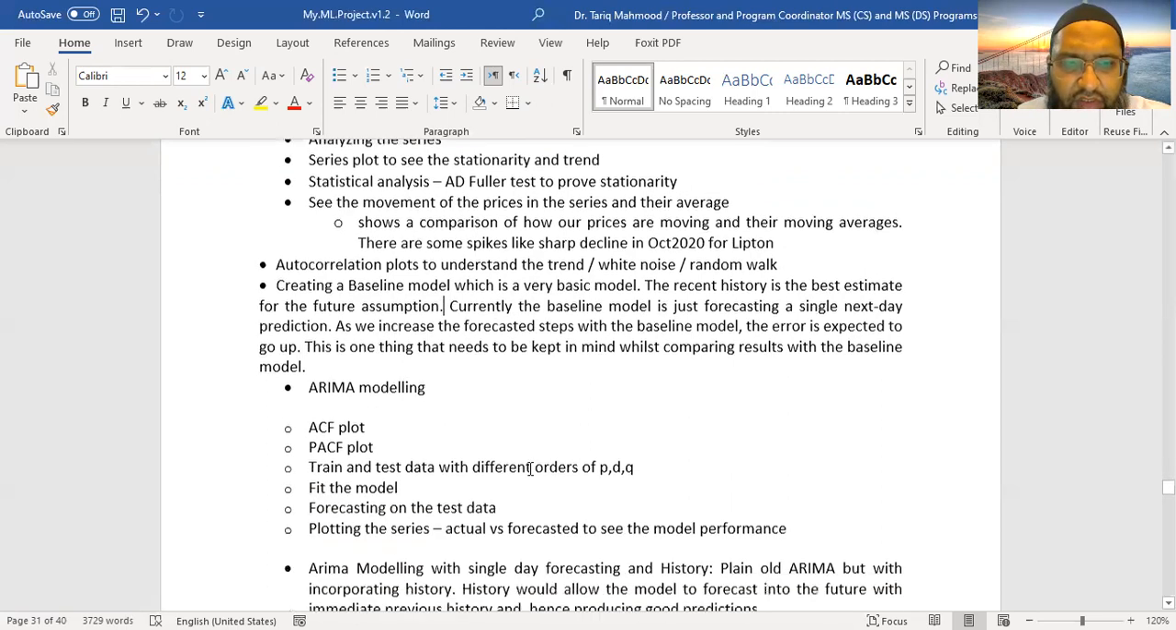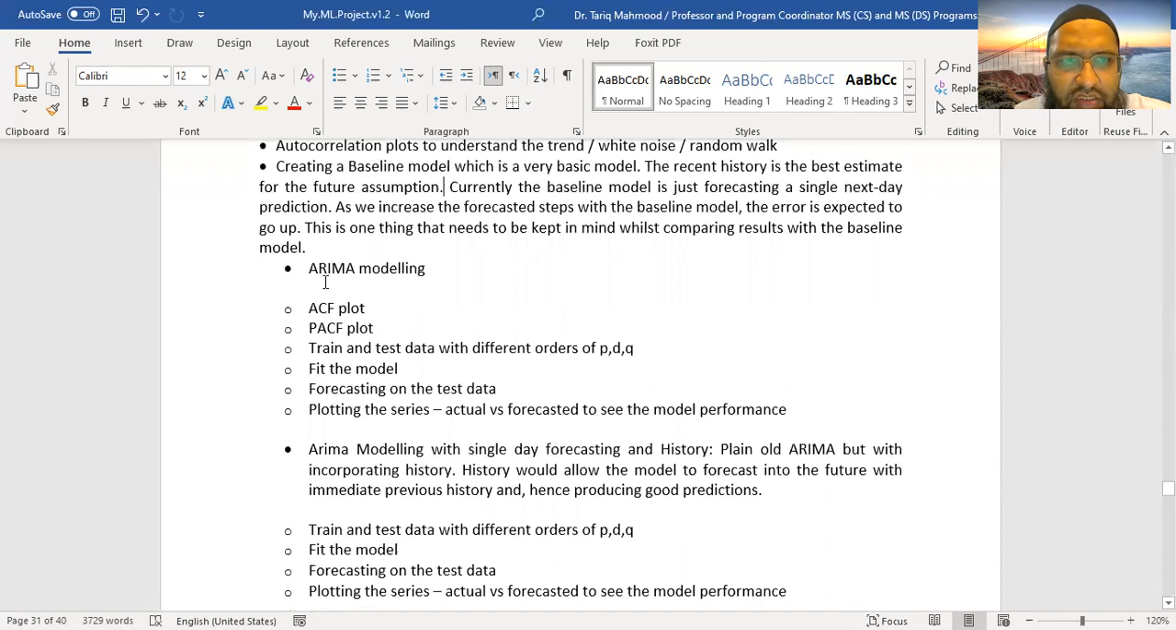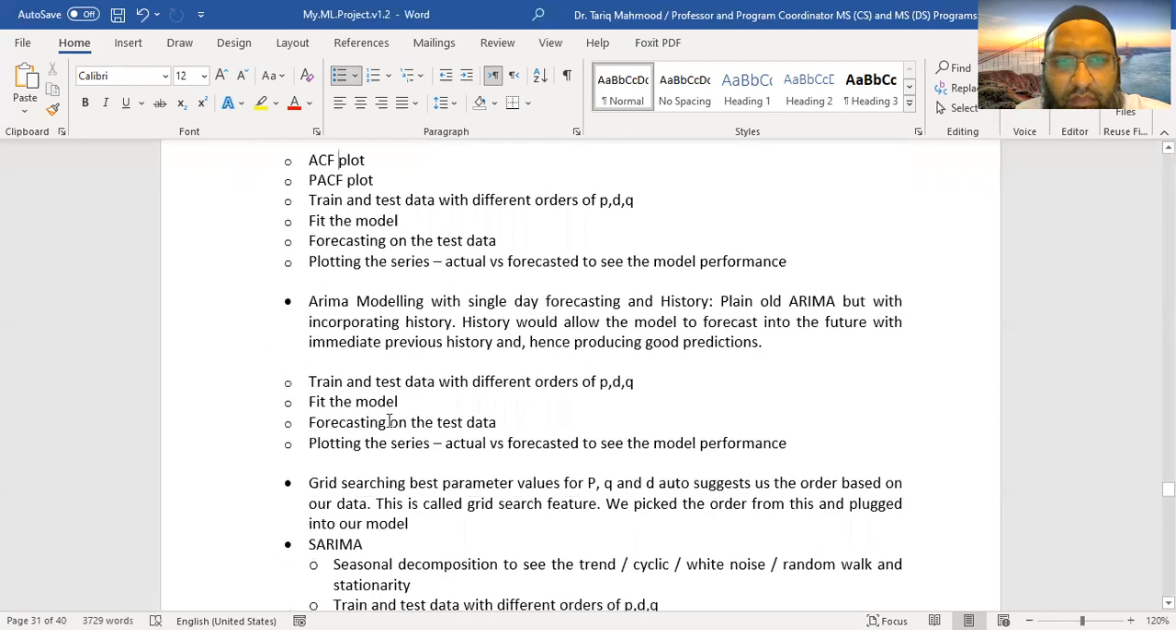So that's what you need to do. We have talked about all these things before as well, ARIMA modeling, ACF plot, etc. So we do this ARIMA modeling with a single day forecasting. And this is the plain old ARIMA, but with incorporating history.